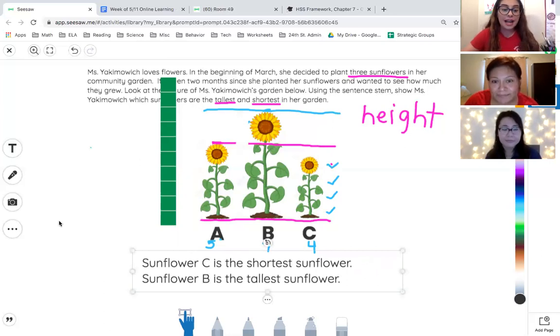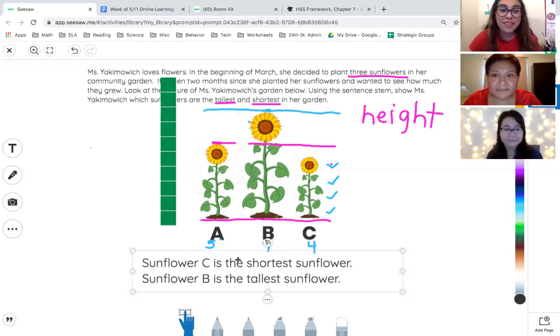And notice how Miss T is writing sunflower C, sunflower B. We want to be very explicit about what we're talking about and which sunflower we're talking about. So which item and what it's called, so we know it's a sunflower, and which letter. And I lettered them, I alphabetized them so that you really understand which one is the sunflower, because sunflowers don't have names. So I gave them a little code or a little name. And we can put that so that we understand which one's the tallest and which one's the shortest.